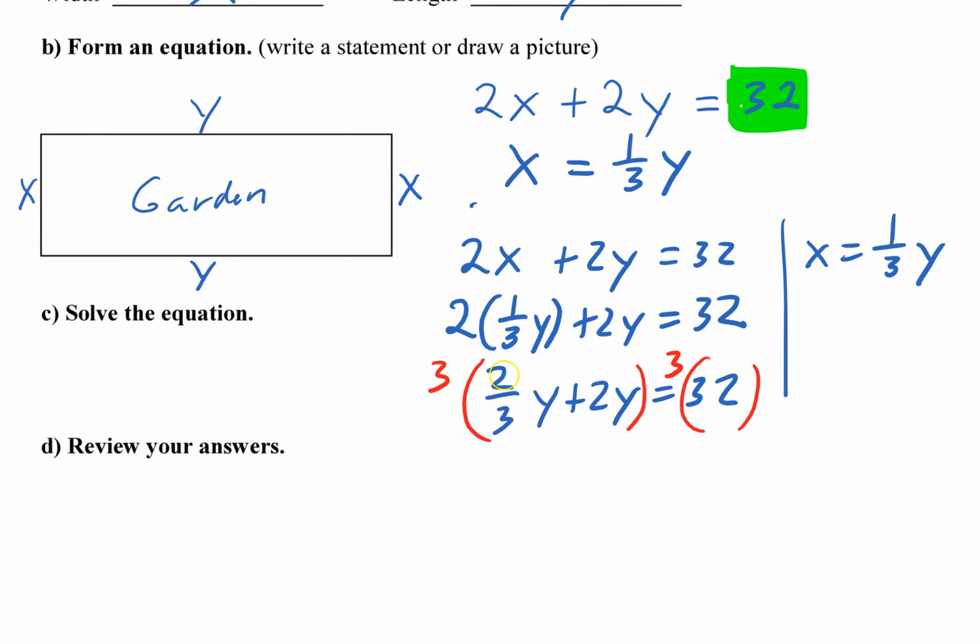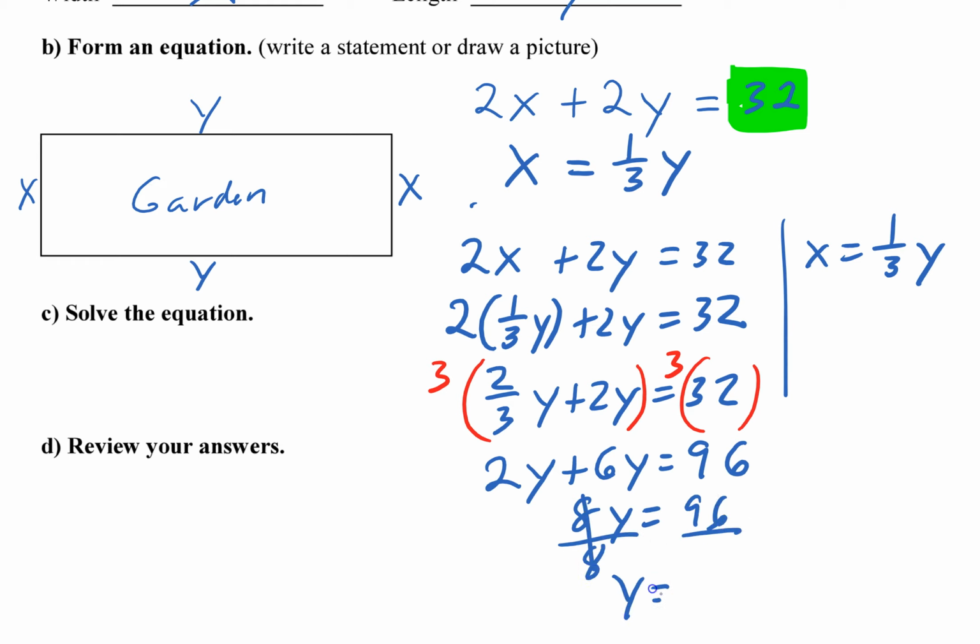So 3 times 2 is 6. 6 divided by 3 is 2. 3 times 2 is 6. And 3 times 32 is 96. And if we add these together, divide by 8, our y here is 12.